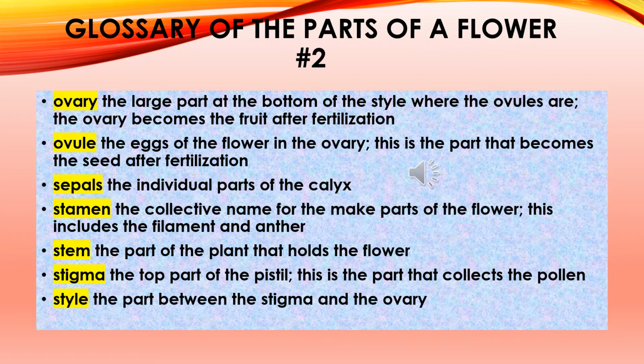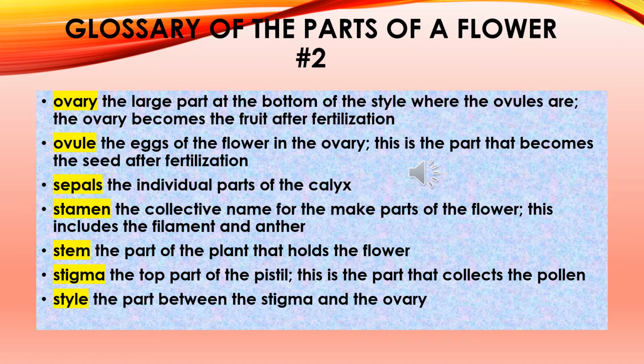Page number 3, glossary of the parts of a flower. This is the second part. Now we are going to talk about new terms or new parts of a flower. If you have any question about where these parts are located in a flower, you have to go to page number 6, and there you're going to see a flower with all its parts labeled. Okay, ovary. An ovary is the largest part at the bottom of the style where the ovules are. The ovary becomes the fruit after fertilization.